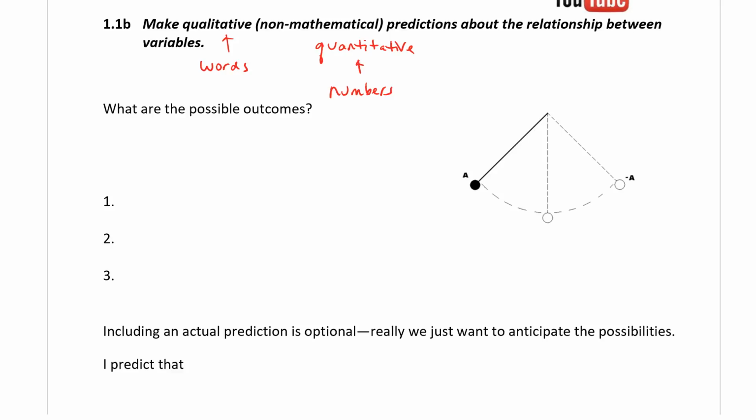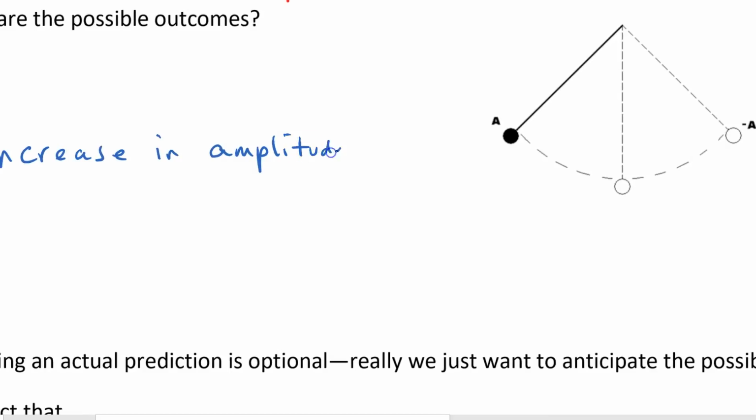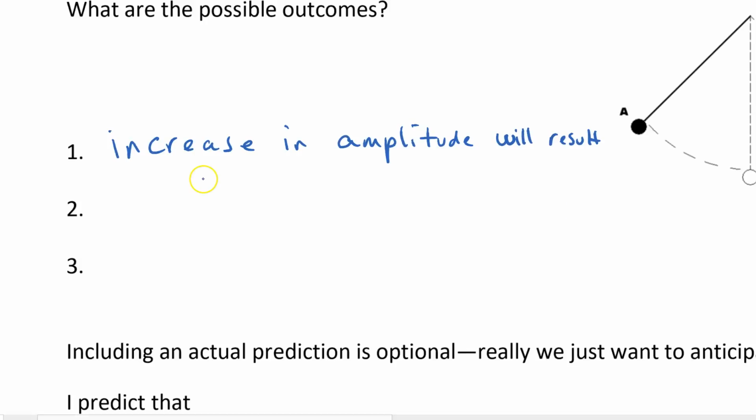So maybe the first one would be, what if I increase the amplitude? That was the first one we're looking at. Increase amplitude. If I could spell, maybe I'll fix that a little bit. Amplitude. How will that affect period? So an increase in amplitude will result in blank in period.